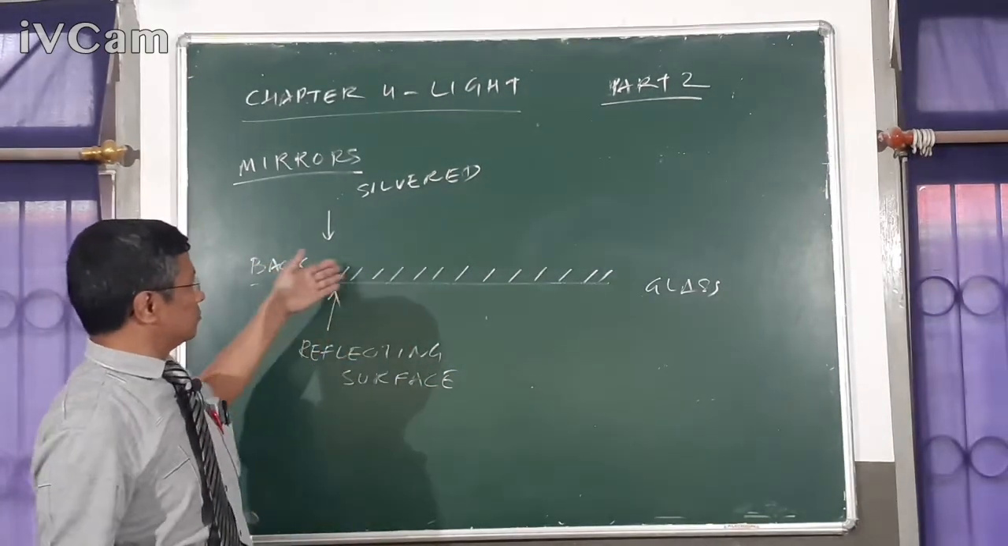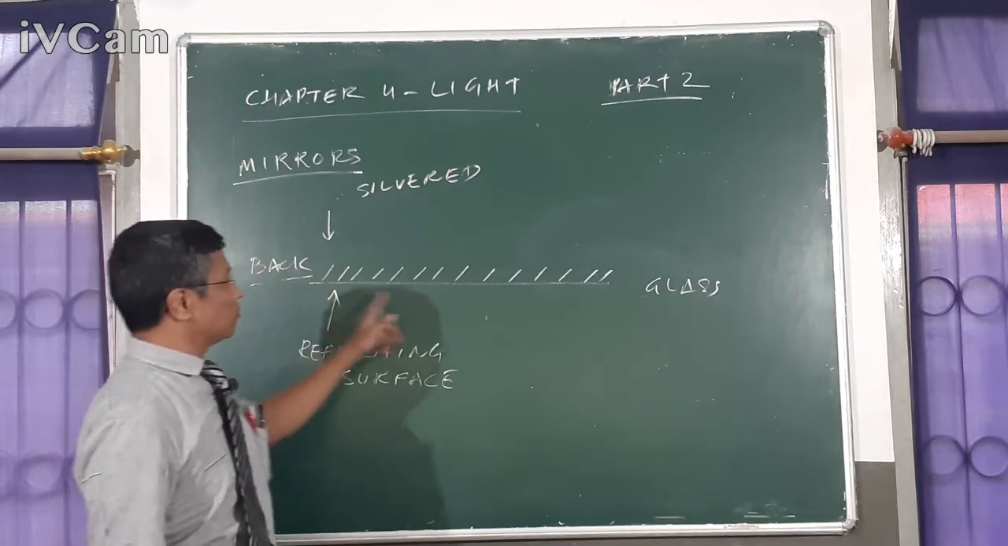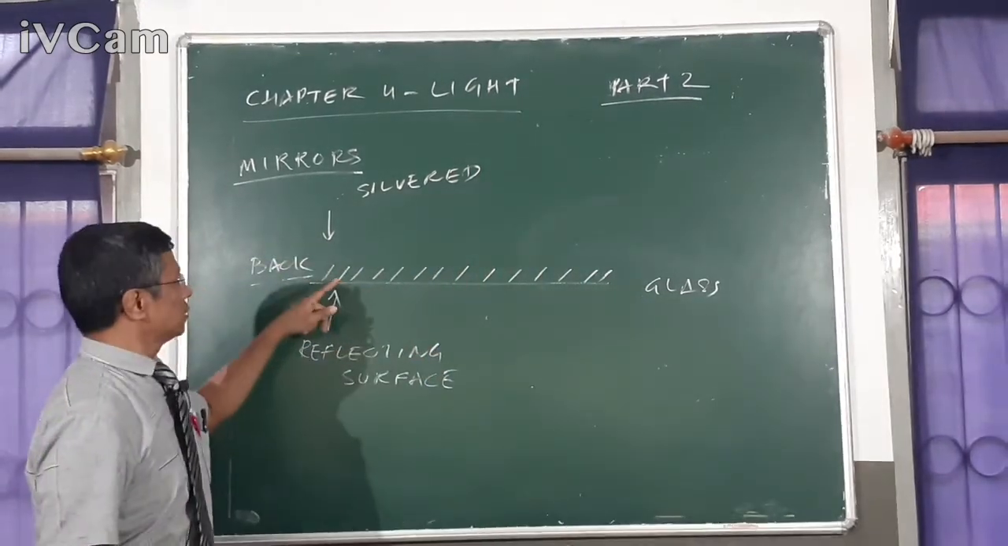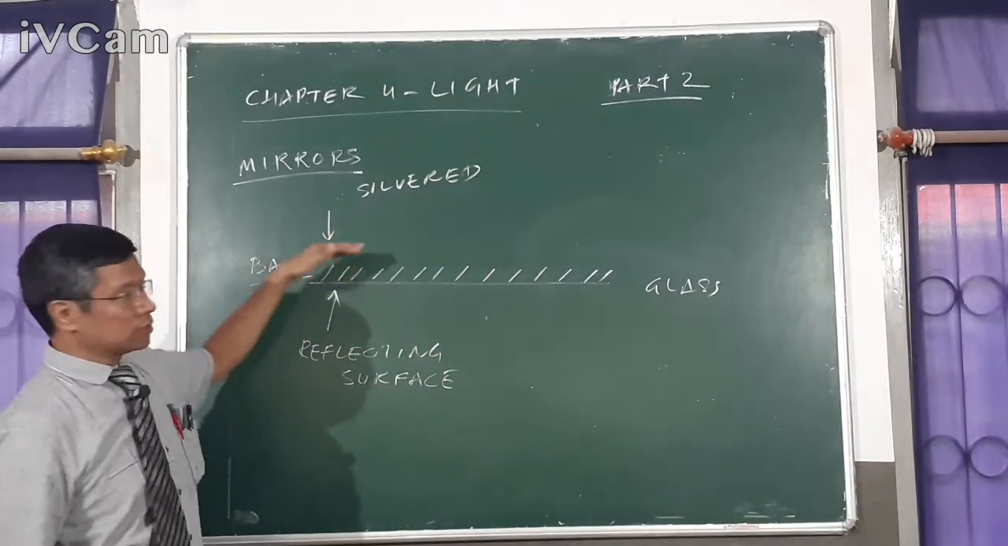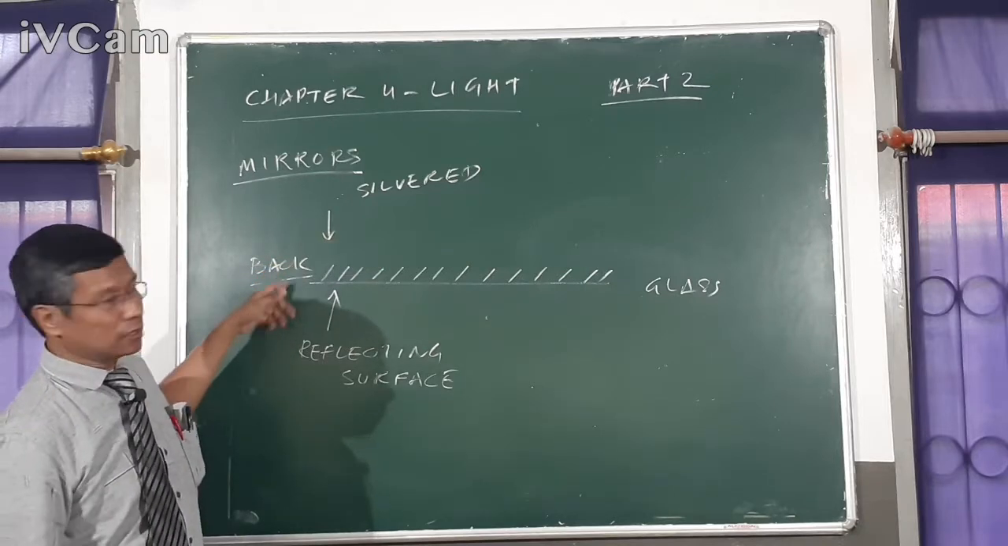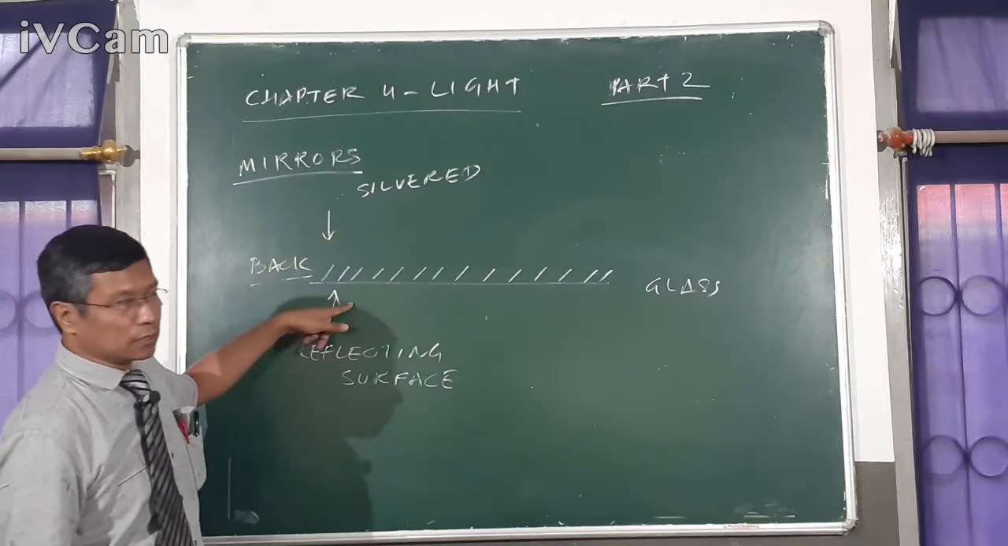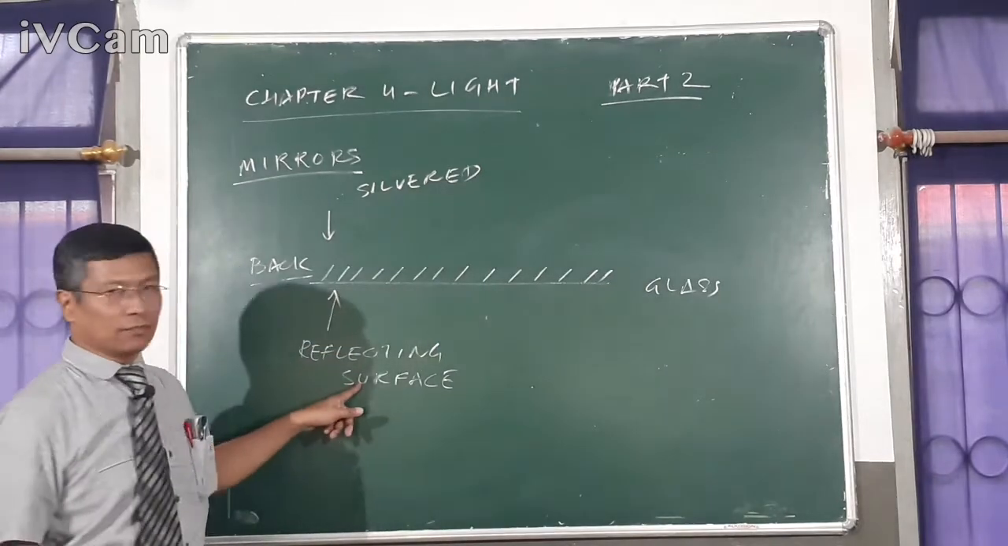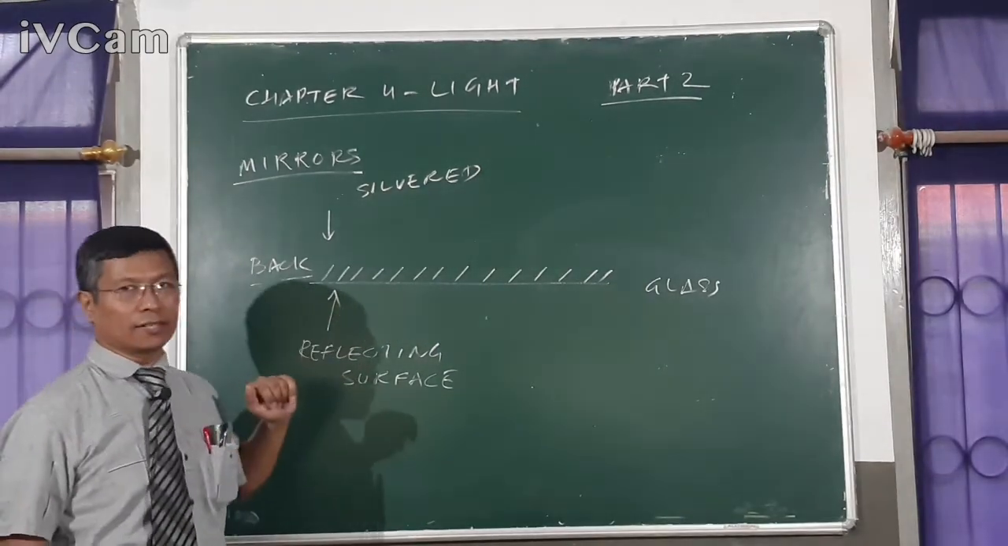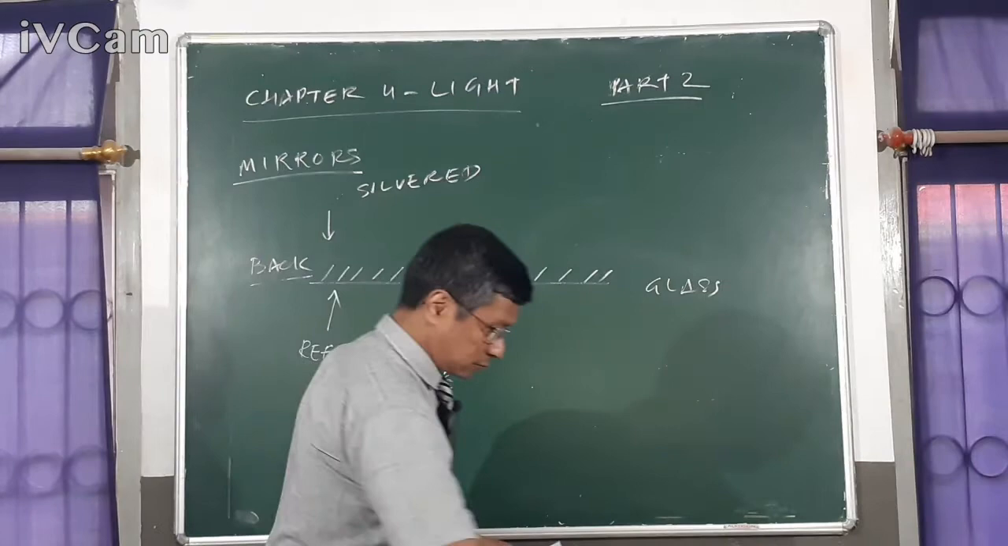So once again, a mirror is made of a plain sheet of glass, clear glass, in which one side is silvered. The silver side becomes the back of the mirror, and the opposite side becomes the reflecting surface, and this is the side that reflects the light.